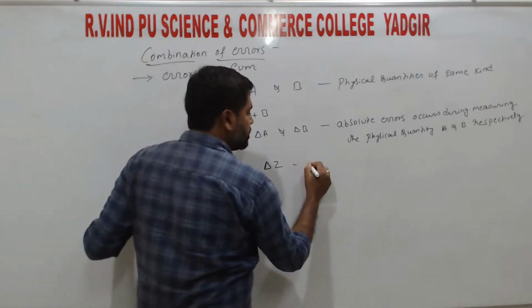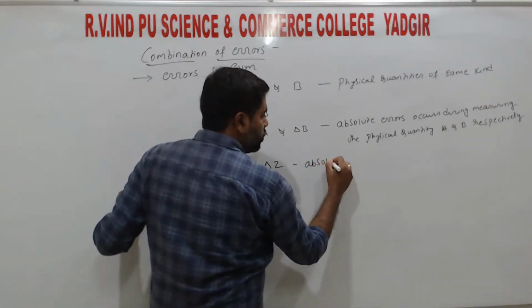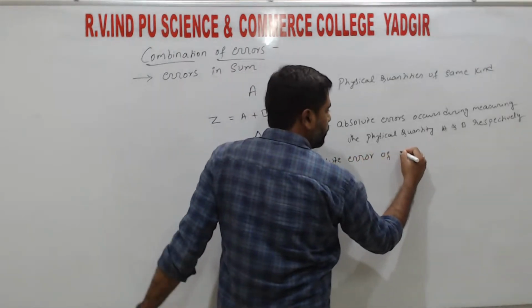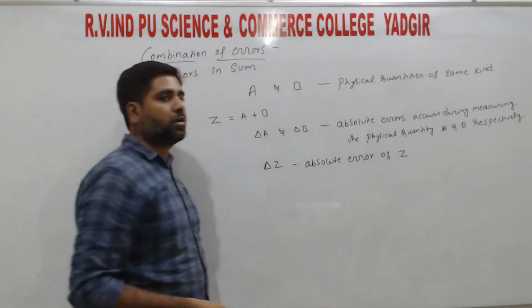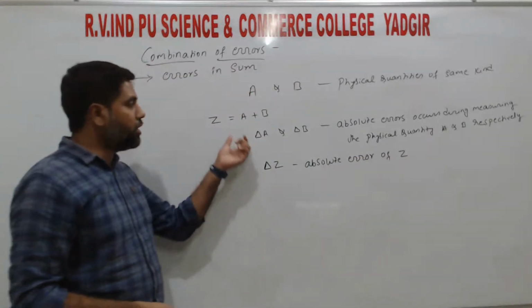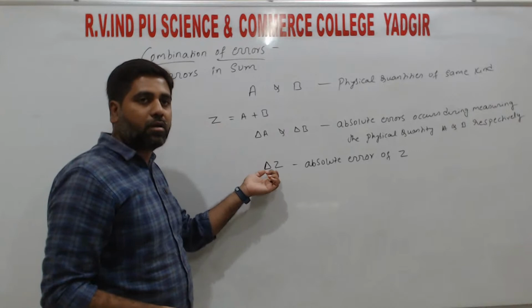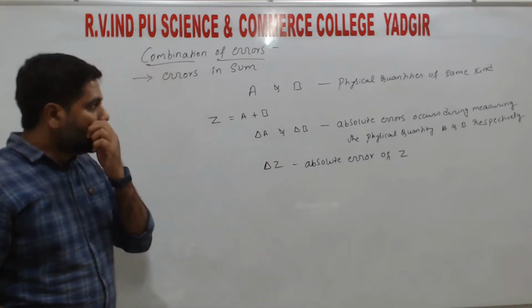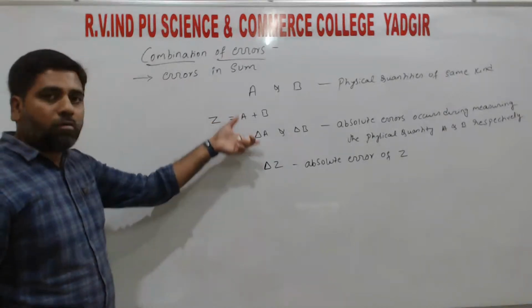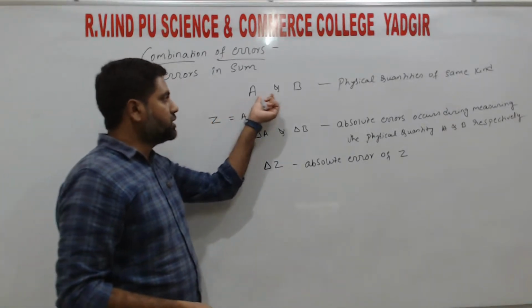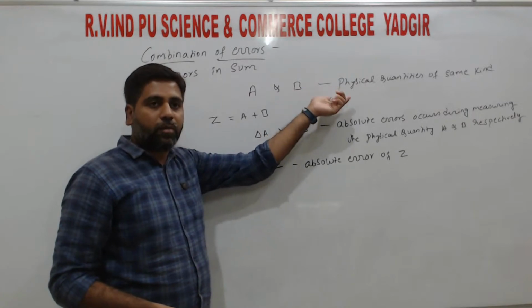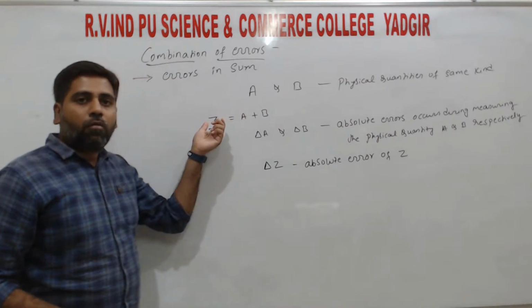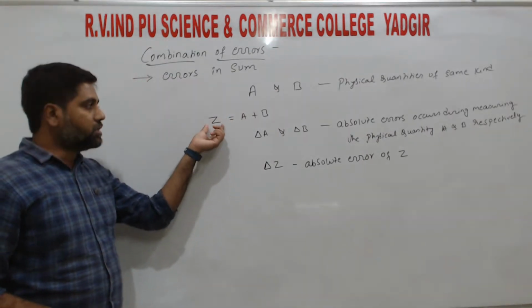So delta Z is also the absolute error of Z, right? So that is the final value. For the final value that we measured, there is an absolute error, which is delta Z, right? So this is the consideration up to now. First we consider two physical quantities of similar kind. With these two similar quantities, we get one more physical quantity, that is Z, right?